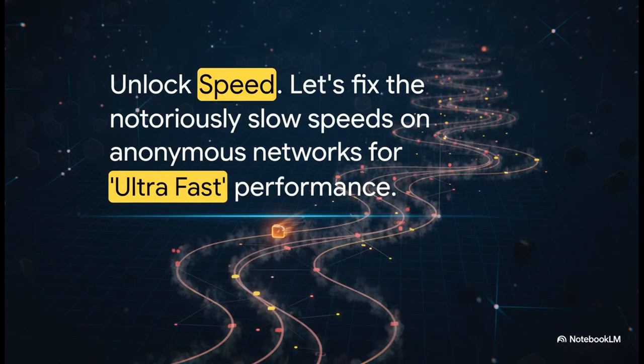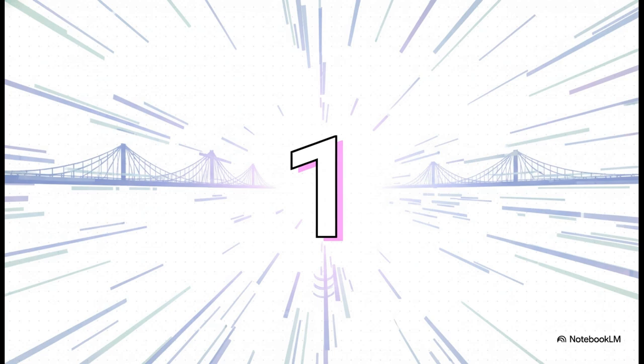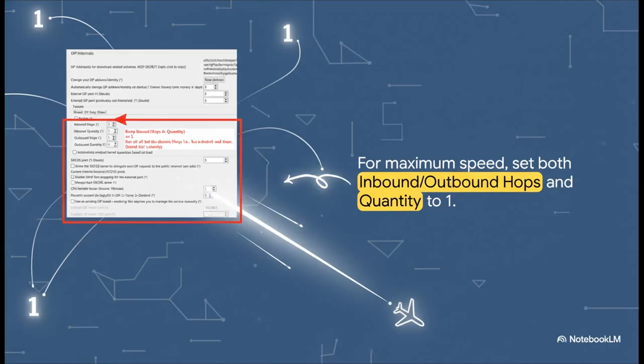Okay, so your files are visible. Awesome. But what about the elephant in the room? Those notoriously slow speeds you hear about on anonymous networks. Yeah, let's fix that. The key to getting what the guides are calling ultra-fast I2P speeds isn't some crazy complex algorithm or secret hack. It's just this one number, 1. If you dig into your client's I2P settings, you're going to see settings for hops and quantity. Now think of hops like layovers on a flight. The more hops, the more stops, the more latency. Setting both of those to just 1 is like booking a direct, non-stop flight. It is the single most effective change you can make for speed.